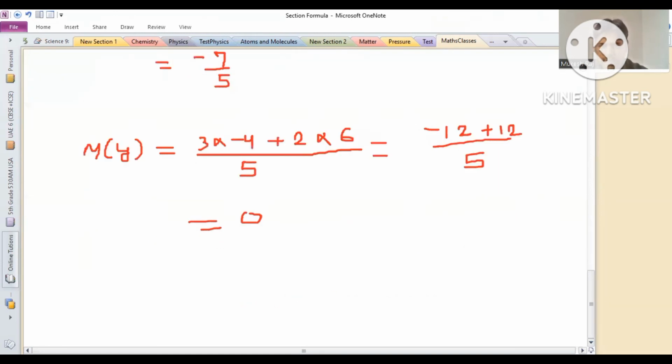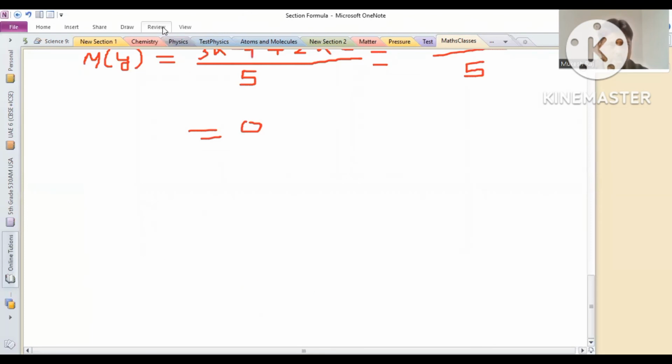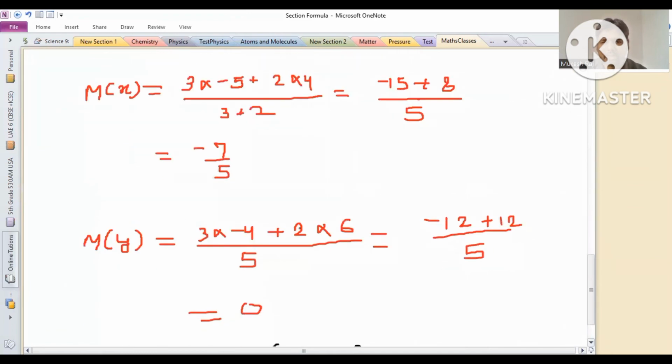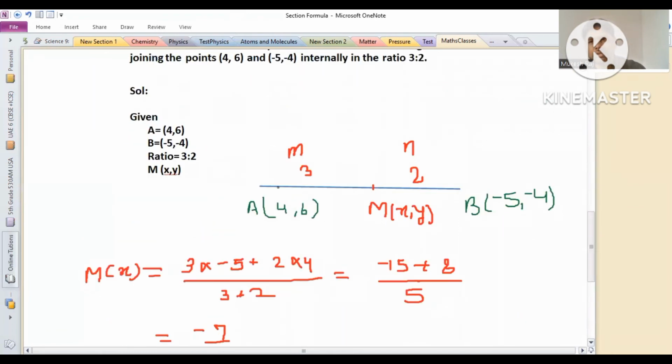So if we need to write this as a whole in the form of an ordered pair, we can use this method by writing it down. So M of (x, y) will be equal to, the values are -7 upon 5, isn't it? And for y we have obtained a value 0. So this is going to be the final value by applying the section formula that gives us the point on the line segment where the line gets divided into its respective ratio of 3:2.